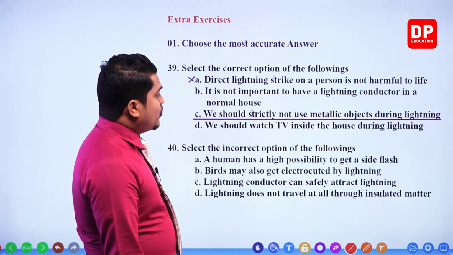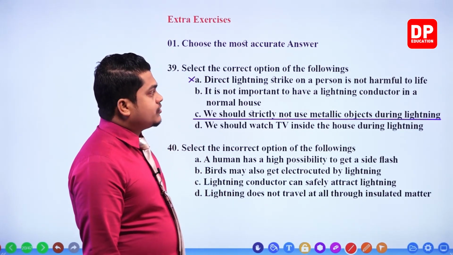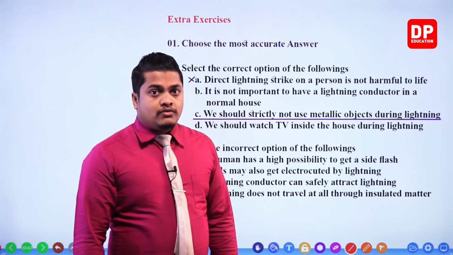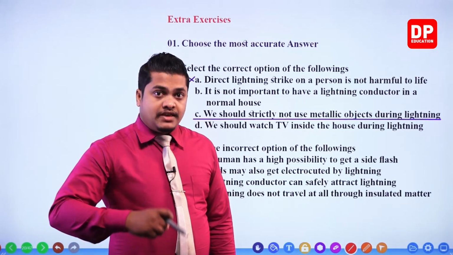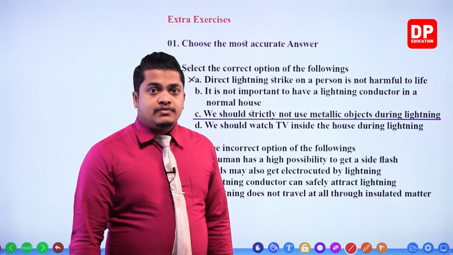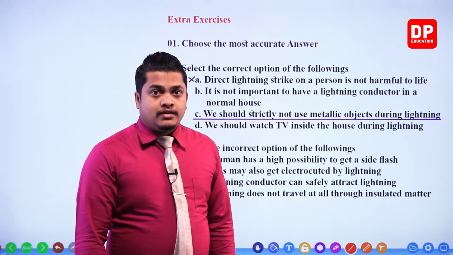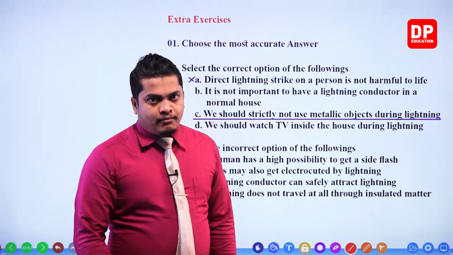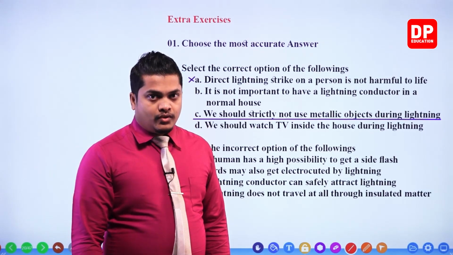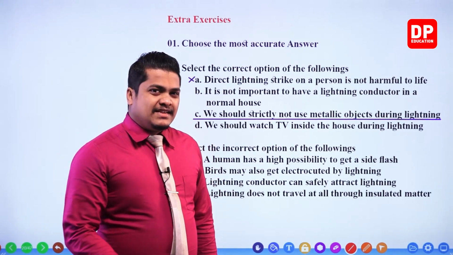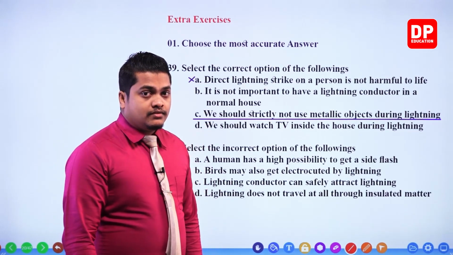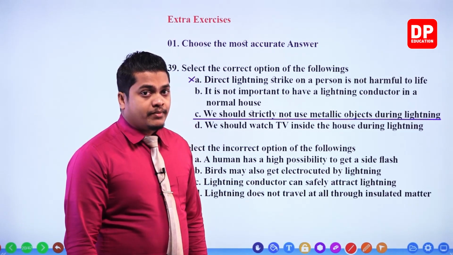It is not important to have lightning conductors in a normal house. Actually, application of a lightning conductor to a normal house also, if we can, it is better. It will avoid certain severe conditions which are going to happen through lightning. However, it is not important, but if you can apply, then it is better. So it is somewhat accurate, but not that much. So C should be our most appropriate answer.